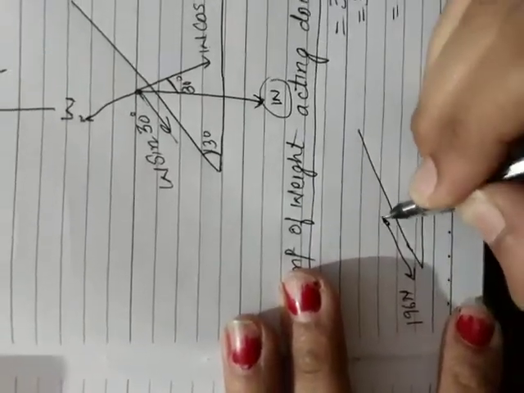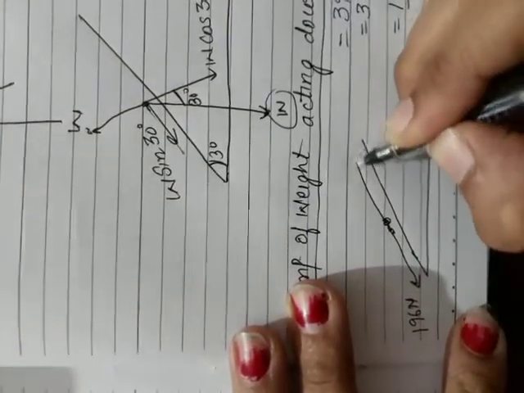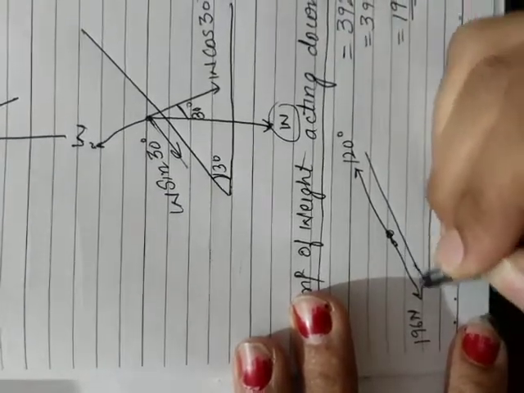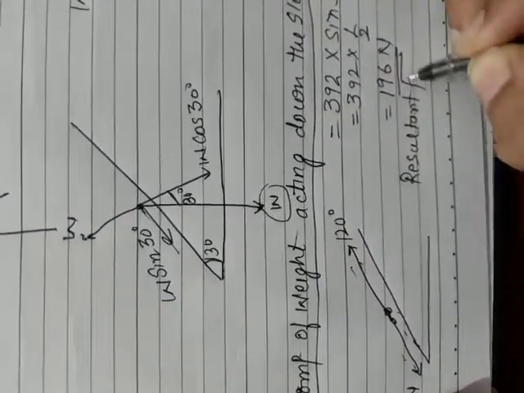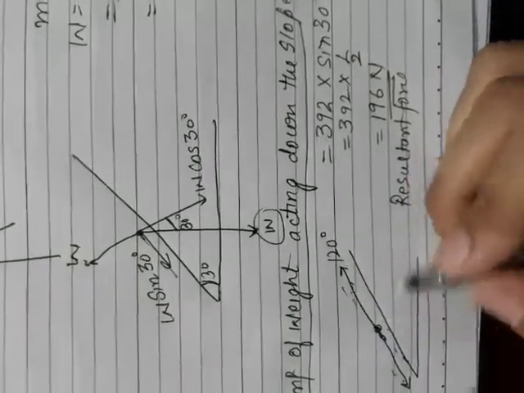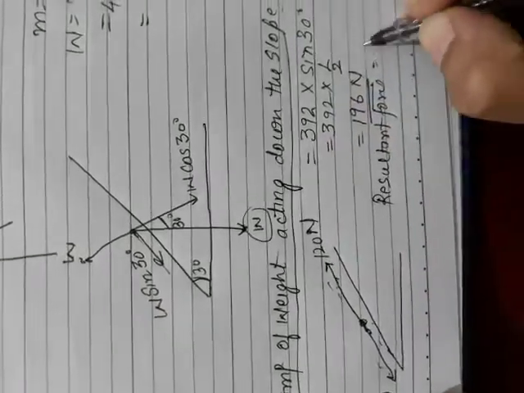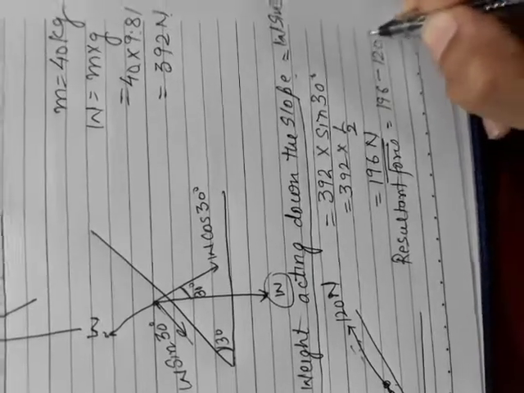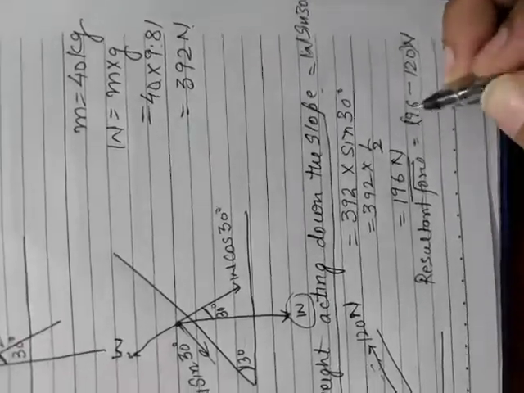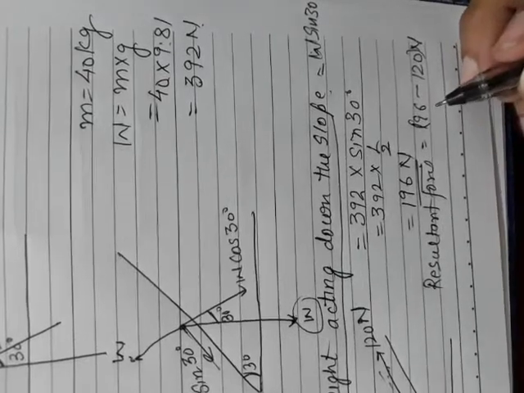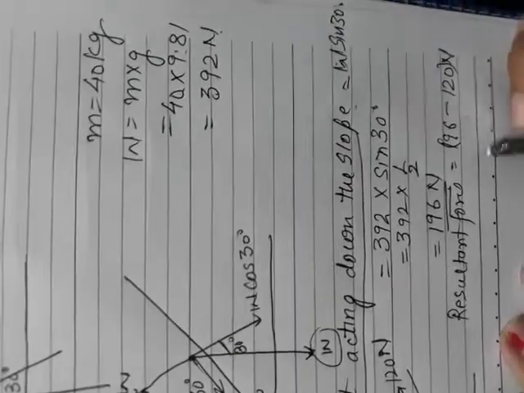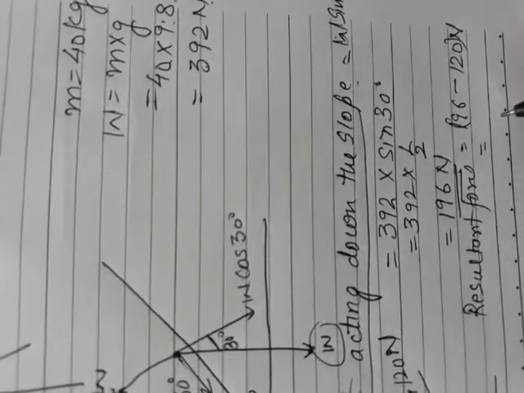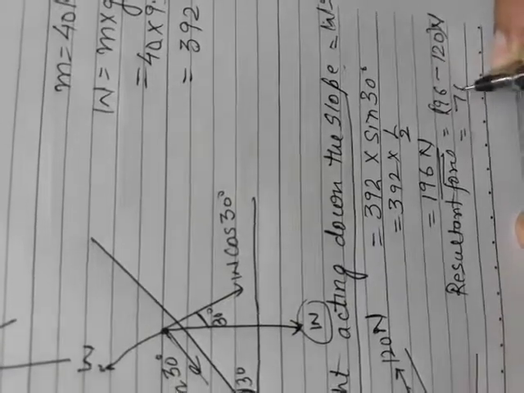If I again redraw the diagram, the component of weight acting over here is 196 Newton. How much is the frictional force given to you? Upward 120 Newton. Now two vectors are acting in opposite directions. How will you find the resultant? When two vectors act in opposite directions, their resultant can be found by simply subtracting them. So 196 minus 120 Newton is 76 Newton.